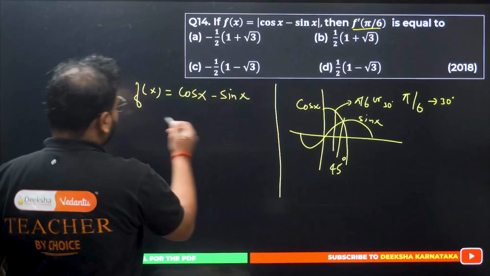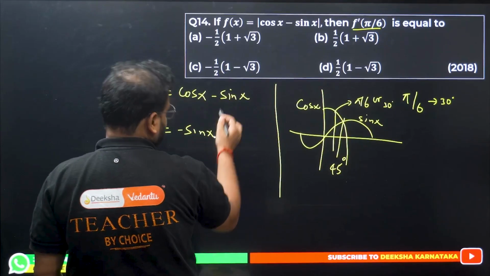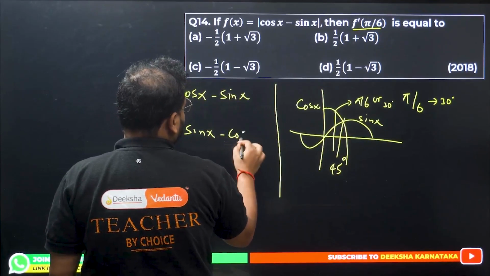Okay. Now differentiate. We get this as minus sin x. This will be again minus cos x. Okay.